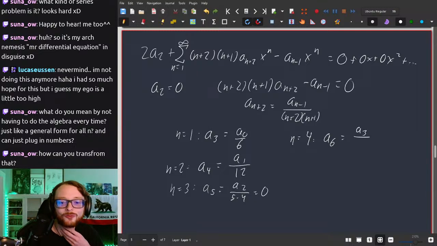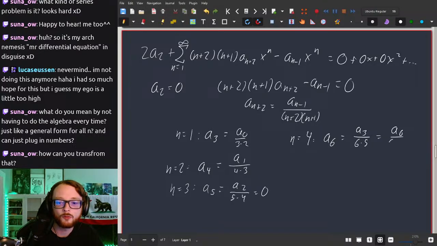6 times 5 is 30. Should I be multiplying it? Maybe I shouldn't be multiplying it. A sub 3 is a sub 0. 6 times 5 times 3 times 2.